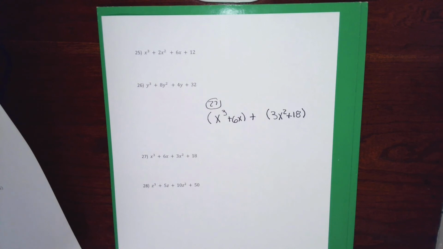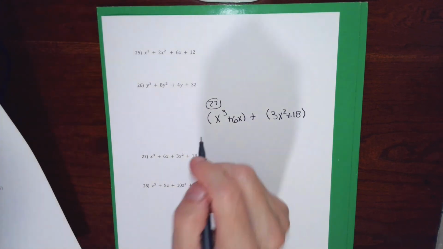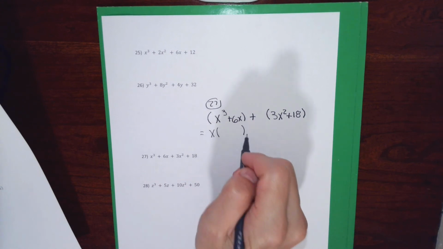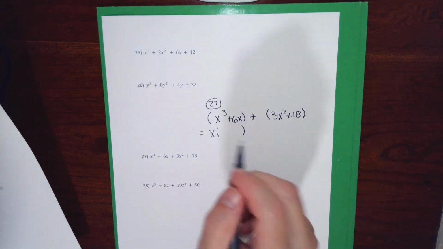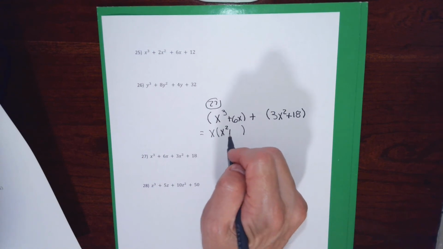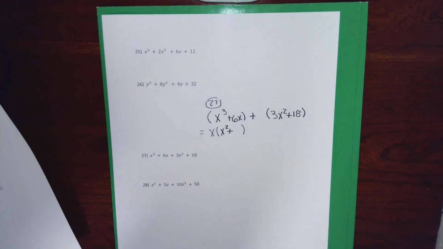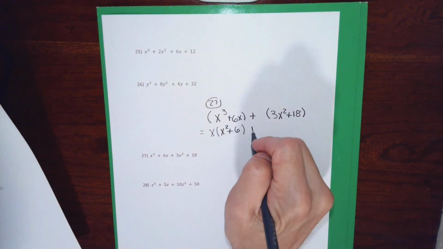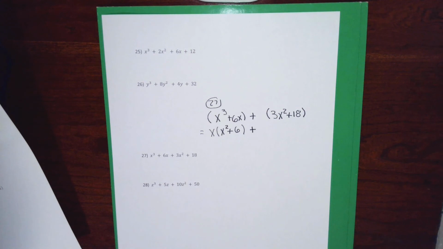First parentheses, I'm going to factor out an x. From the x cubed, when I factor out an x, I take 1x away, I'm left with x squared. From the 6x, when I take an x away, I'm left with a 6. After the plus sign, inside the second parentheses, I don't get to factor out an x because the 18 doesn't have an x.